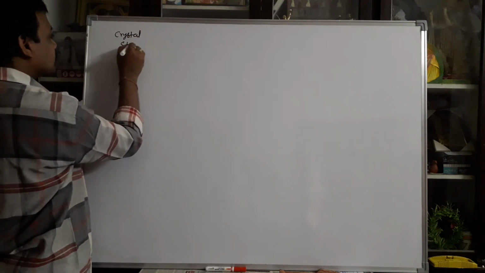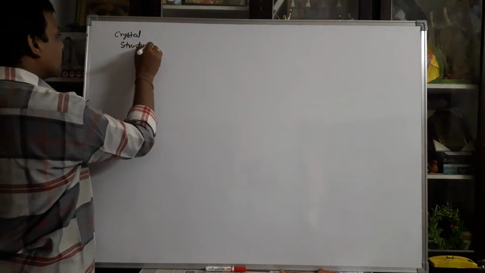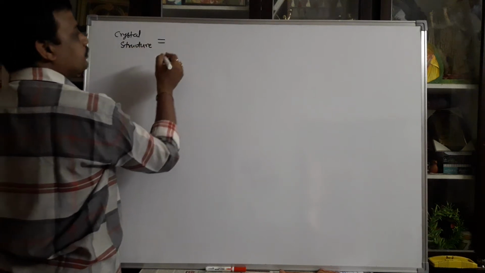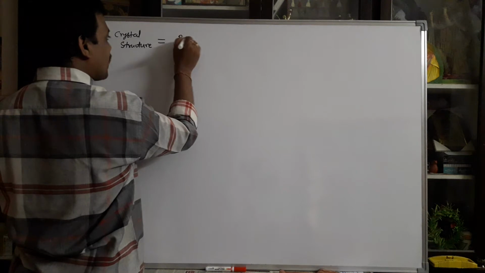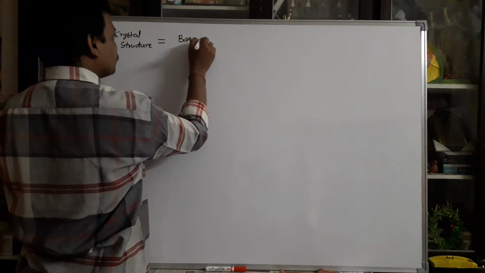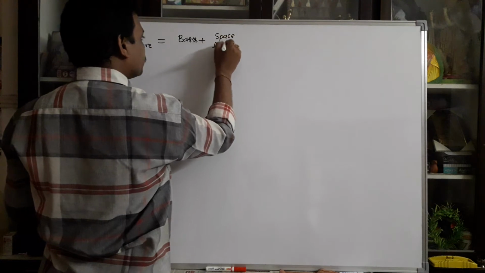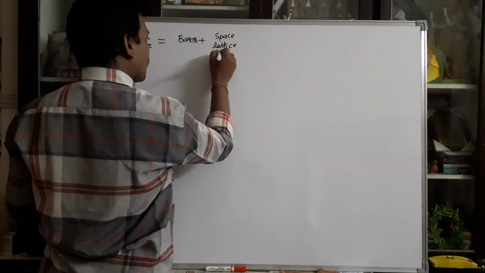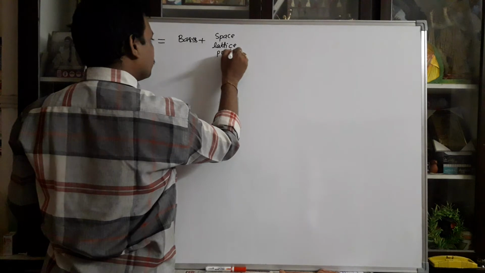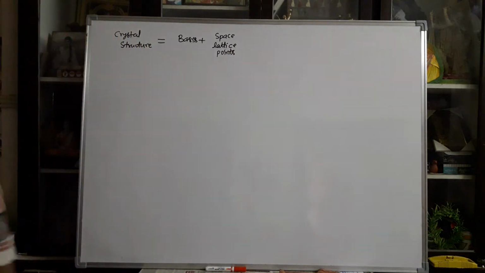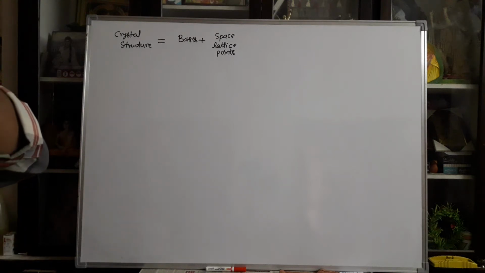Crystal structure is always equal to basis plus space lattice, or space lattice points. So this is the basic definition of crystal structure: basis plus crystal lattice.